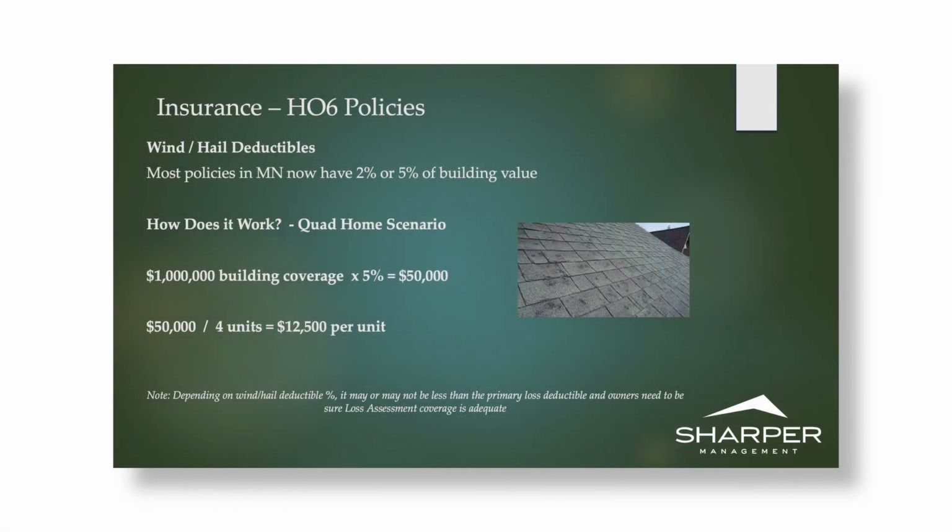You'll see in this quad home scenario right now, they have a 5% wind hail deductible. There's $1 million of coverage per building. That means every building has a $50,000 deductible. So if it costs $60,000 to re-roof, the insurance company is only going to give you a check for $10,000. The association has to make up the $50,000. So how do you do that?